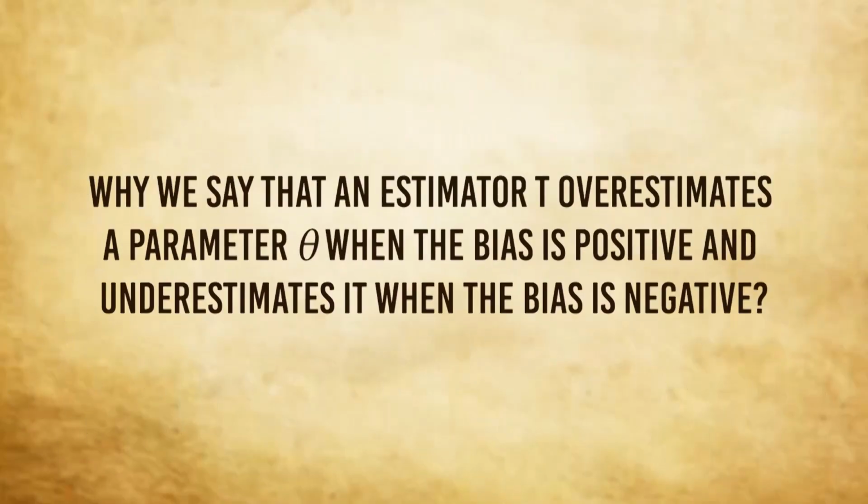Now, can you tell me why we say that T overestimates theta when bias is positive and T underestimates theta when bias is negative? Bias of T is positive means expectation of T is greater than theta. Bias of T is negative means expectation of T is less than theta. That is why we say overestimate or underestimate.